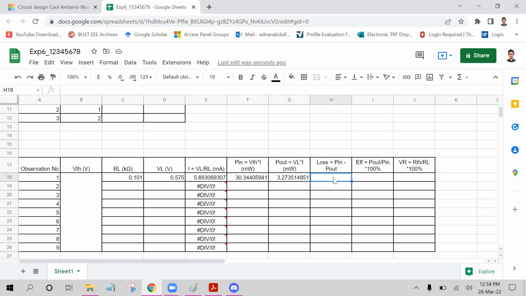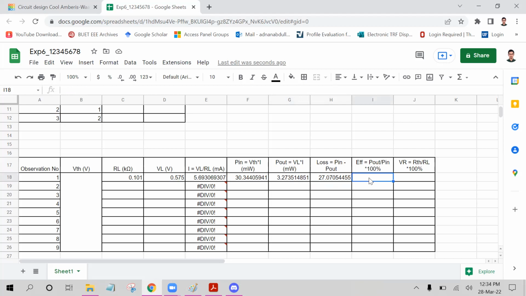Okay, next, the loss. Loss formula is very simple. Input power minus output power. So how can we write it? Equal sign. Click on the input power cell minus click on the output power cell. That's it. That is the loss.